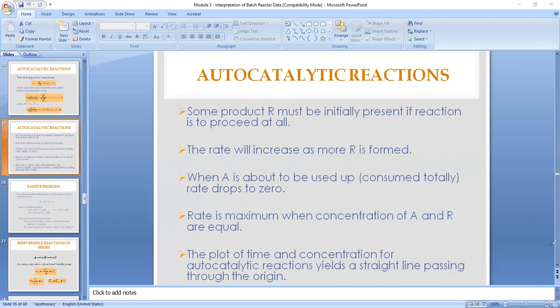When is the rate for an autocatalytic reaction maximum? It's when the concentration of A and R are equal.